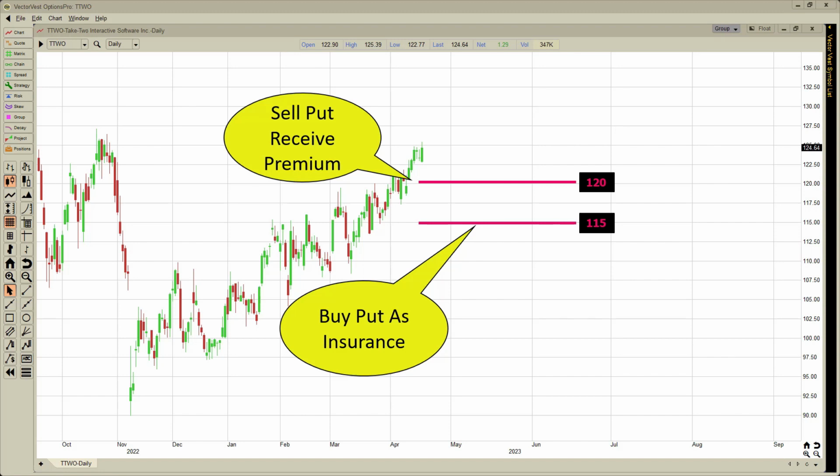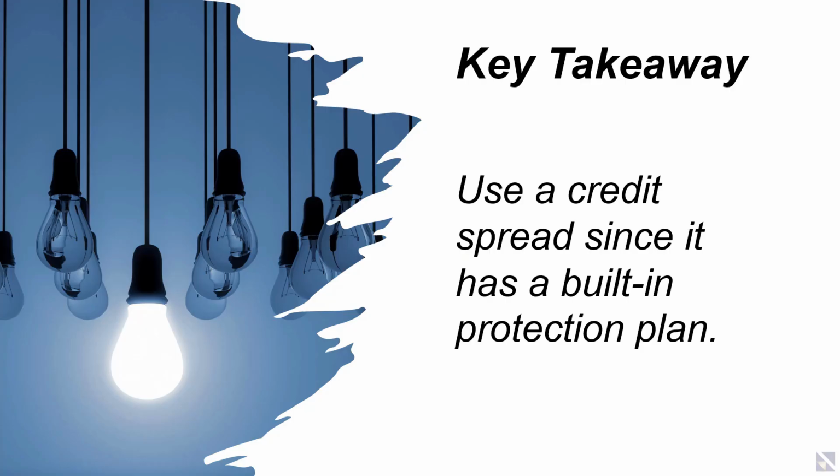Now, that protection plan does cost something. To buy that protection plan, you need to use some, but not all of the money you receive from selling that put. And that leaves you with a net credit. That means you got paid to place this high probability trade. No money out of your pocket. Now, this type of trade is called a credit spread, and it's an amazing way to generate consistent cash while limiting your risk. Now we've got a stock at 125, and as long as it stays above 120, I'm profitable. So the key takeaway here: use a credit spread since it has a built-in protection plan.